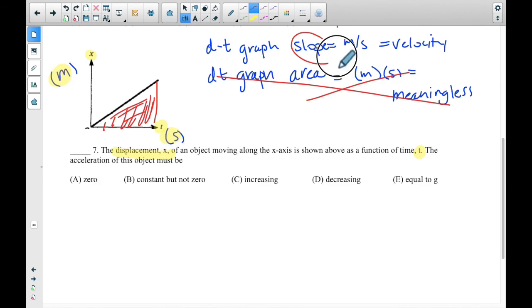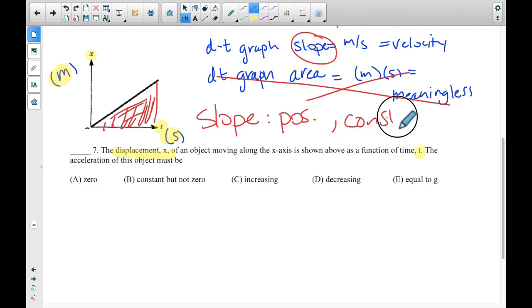What we do care about is slope. The slope is going to give us the velocity. I don't know what the numbers are because they didn't put any numbers. But if I look at this slope, I can tell a couple of things about it. It is positive because it's going up, and it's constant because it's a straight line. There's no bumps in it, there's no curves in it. So it is a positive constant slope.